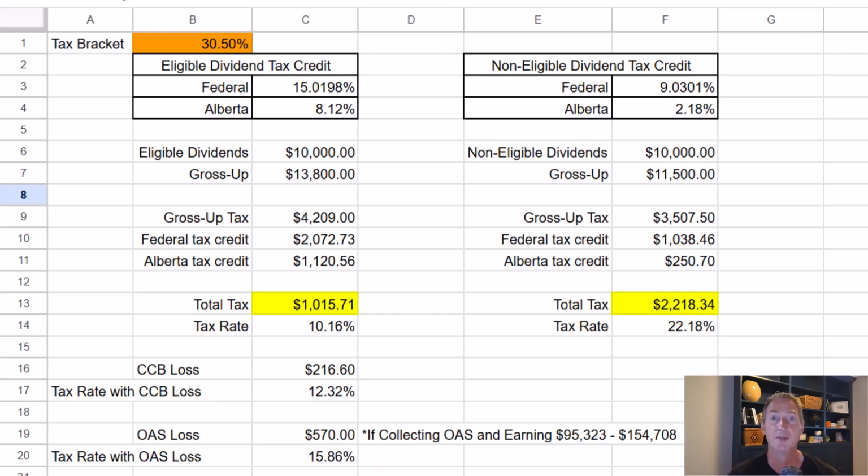There are other programs that are affected by this as well. GIS, if you're collecting GIS, this is a big one. The age amount tax credit if you're retired and 65 or older. The GST and the HST credit. The new grocery program set by the federal government. So anything that is based on your income will be affected by this gross up as well. So be aware of that.